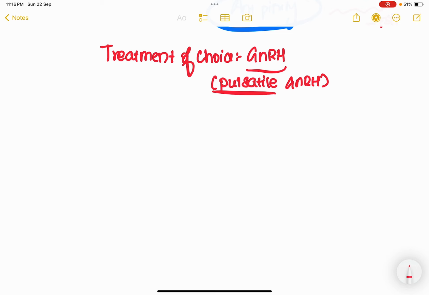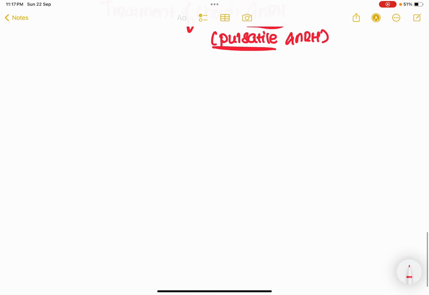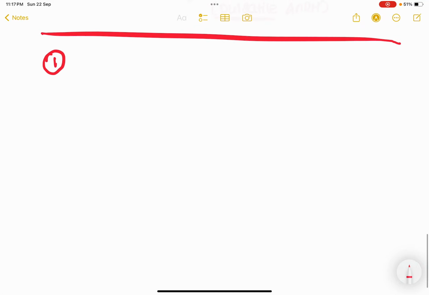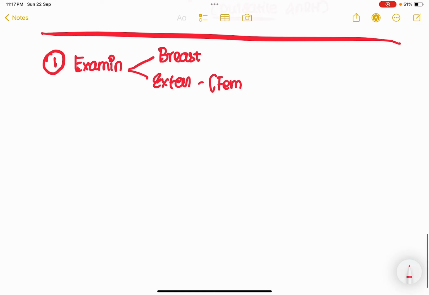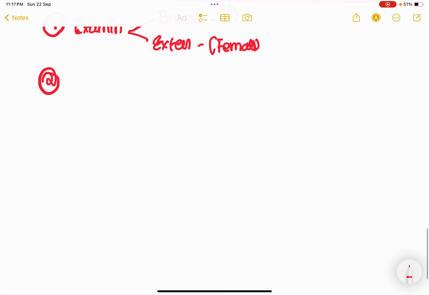So please remember that any patient with complaints of primary amenorrhea with decreased LH and FSH, with the uterus being present, is a case of Kallman syndrome. So how are you going to do the investigation in this patient? First, we are going to do the examination: the breast examination and the external genitalia. The external genitalia is going to be female, and the breast development is going to be decreased or very less, or even absent. And then what are you going to do? Now I have to do the UPT. UPT is going to be negative.